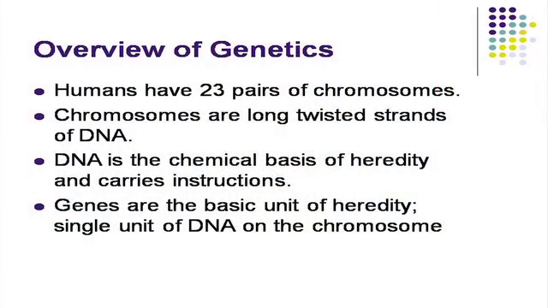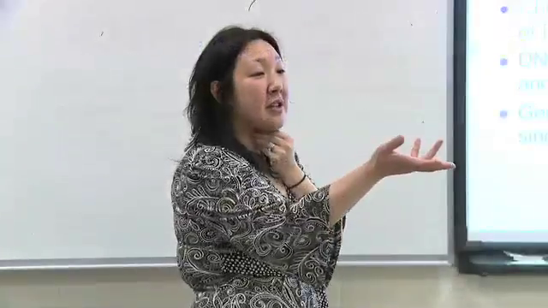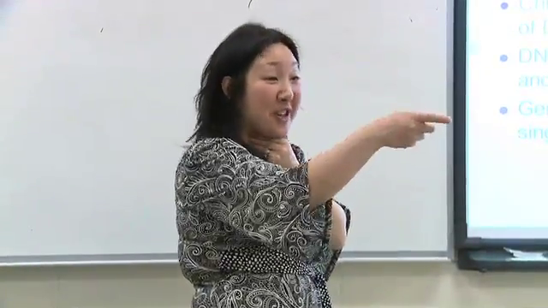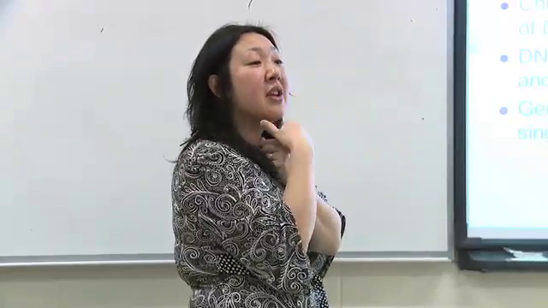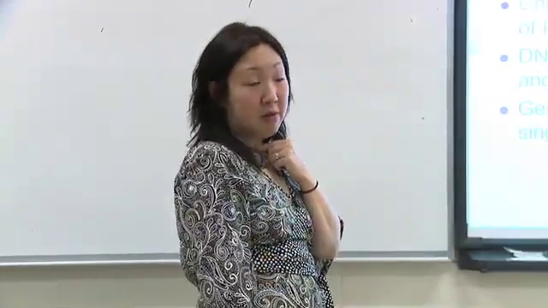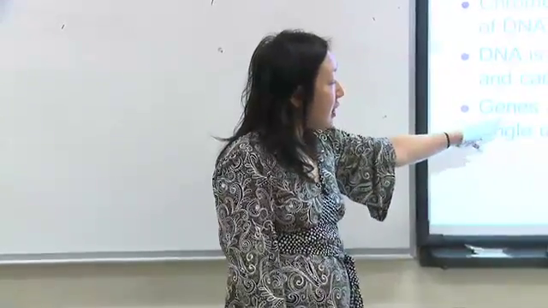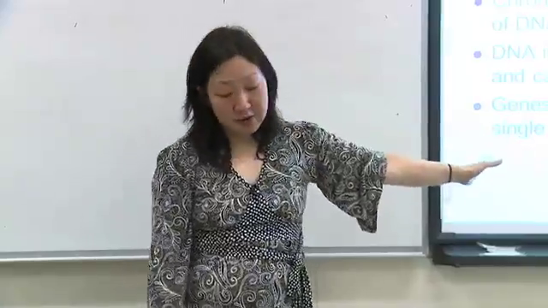So, there's an overview of genetics, okay? It's like chapter 2, but it's just an overview and it's psych class, so don't worry about it. Humans have 23 pairs of chromosomes, okay? Chromosomes are long twisted strands of DNA. How many of you have seen DNA evidence on TV shows, right? DNA is the chemical basis of heredity and carries instructions. With a piece of hair, like on shows like CSI or Law and Order, they swab it and then they get the DNA information, all right? So genes are the basic unit of heredity, a single unit of DNA on the chromosome, all right?